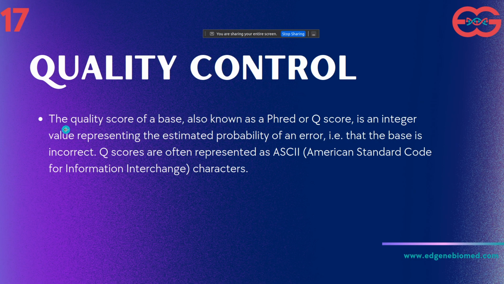Now let's understand quality control. The quality score of a base is known as a Phred score or a Q score. It is named after the person who came up with the formula, which is why it's also known as a Phred score or quality score. It is an integer value representing the estimated probability of error, like at the time of reading that particular position, how much error there was. So it calculates the error, and based on that we can say how confident the detector was that the base is incorrect. Q scores are often represented as ASCII, the American Standard Code for Information Interchange characters.